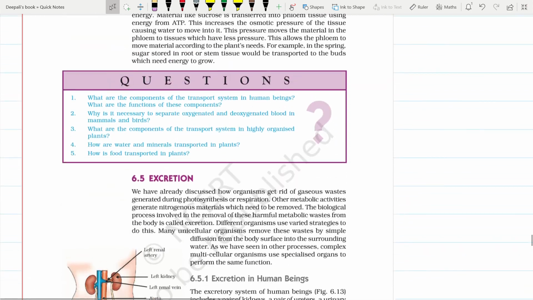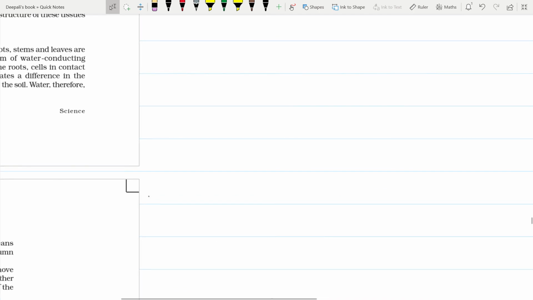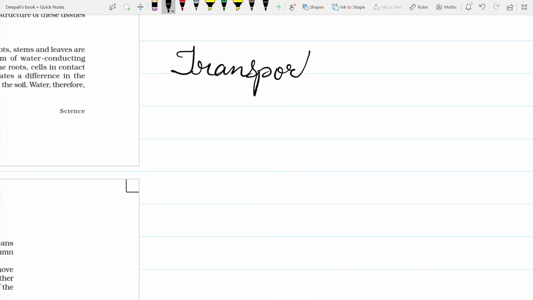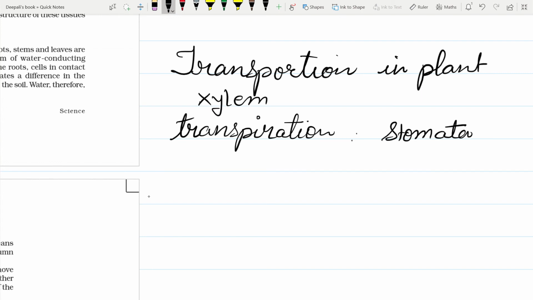So, we can conclude here by saying that the two important processes for transport of material in the plant body are transpiration, which is performed by stomata, and xylem is the tissue which is responsible for transport of water and minerals.